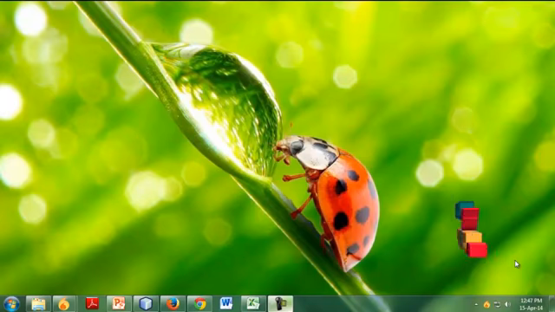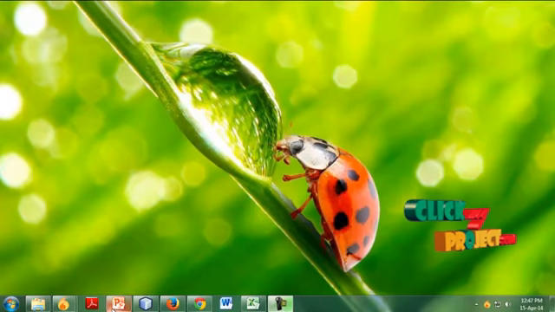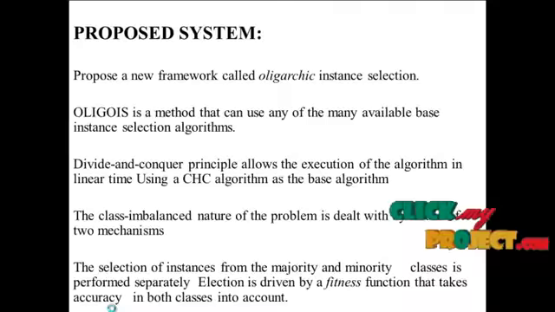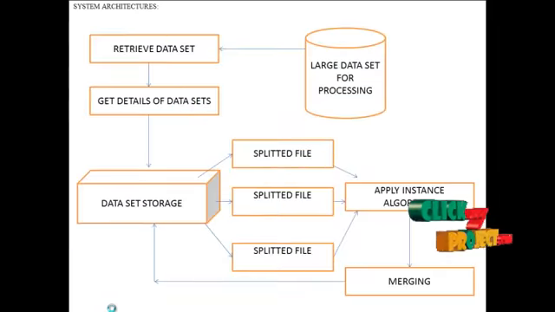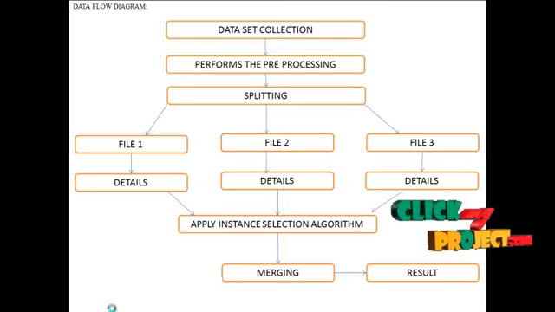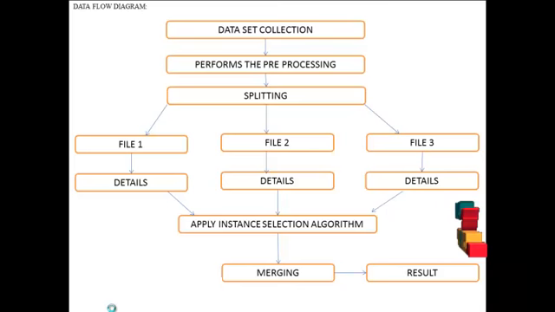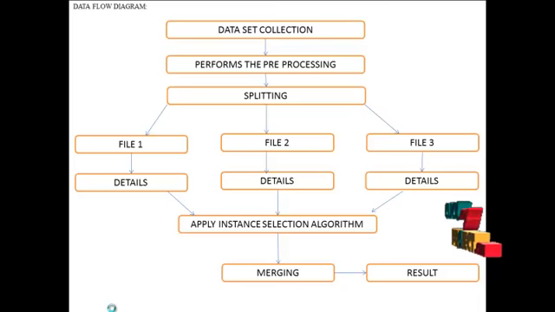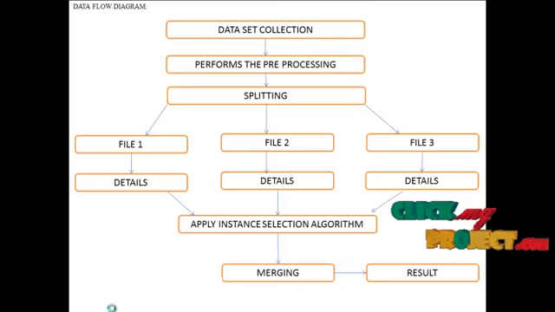Now we are going to see the data flow diagram of our project. This data flow diagram is used to understand how our project is developed. This is our data flow diagram. In this data flow diagram, two operations are very important. First is splitting, and then applying the instance selection algorithm.